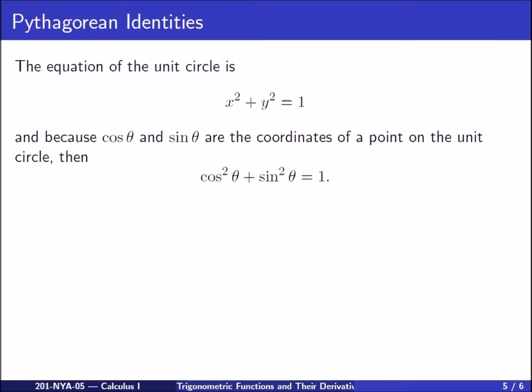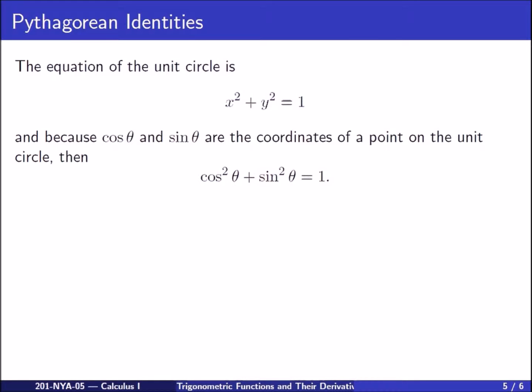Now recall that on a unit circle, if I have an angle and a corresponding point on the unit circle, its coordinates are the cosine and the sine of the corresponding angle. So if I replace x and y by cosine and sine, I get cosine squared plus sine squared equals 1. We call that the first Pythagorean identity.